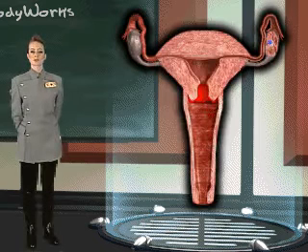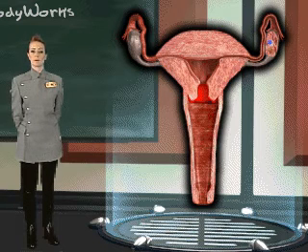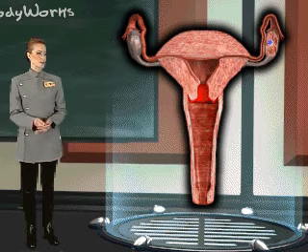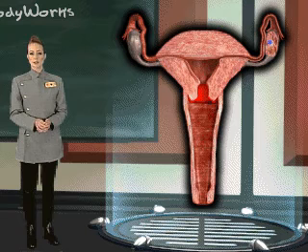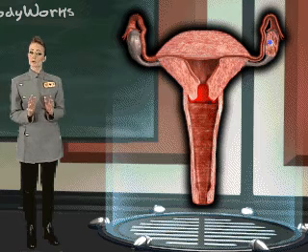Pregnancy occurs as a result of fertilization of an ovum by a sperm. The ovum and sperm meet in one of the two fallopian tubes. With fertilization, cell division begins, and the fertilized egg, called a zygote, develops into a mass of cells called morula.